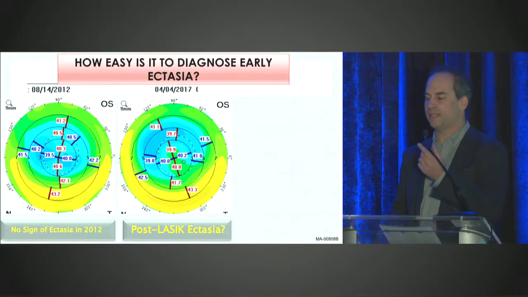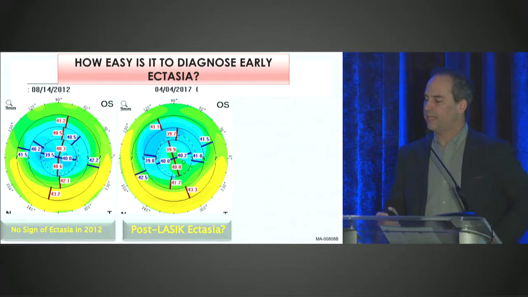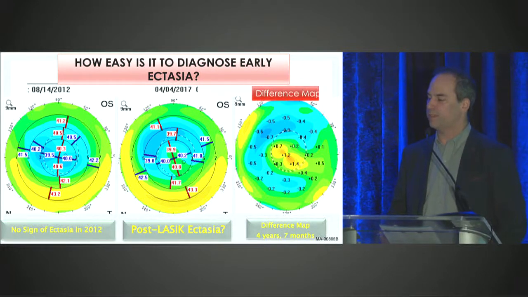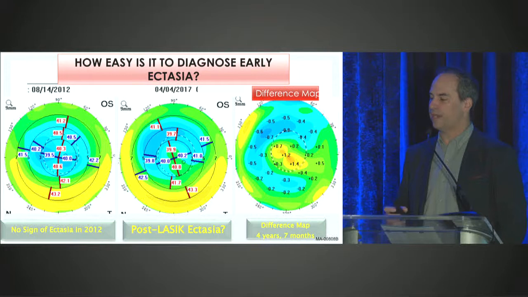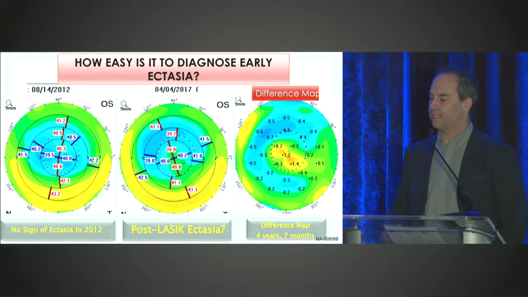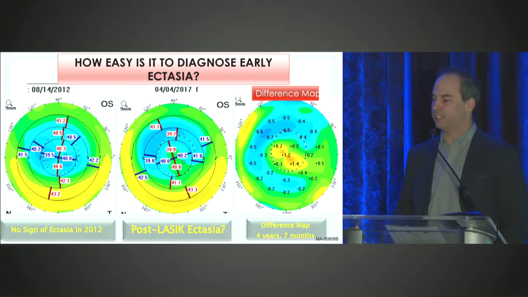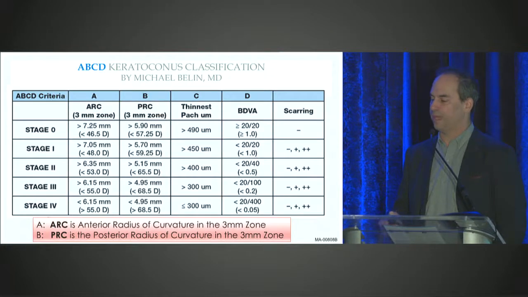And the key map I really like in this situation is the difference map. With the difference map, you can see there's this central area of steepening over the 4 years and 7 months. So this patient is developing ectasia. We're catching it very early here, but it's a difference map that can really help you determine that.